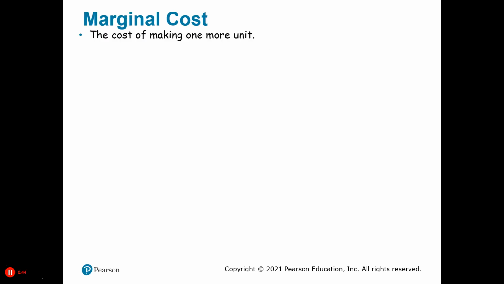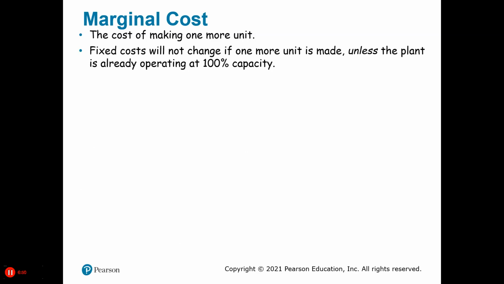The cost of making one more unit is usually your variable costs. Fixed costs will not change if one more unit is made unless the plant is already operating at 100% capacity. That's something you always have to remember: fixed costs have to be within the relevant range. If you do something and now you have to add a factory, then your fixed costs are going to change.